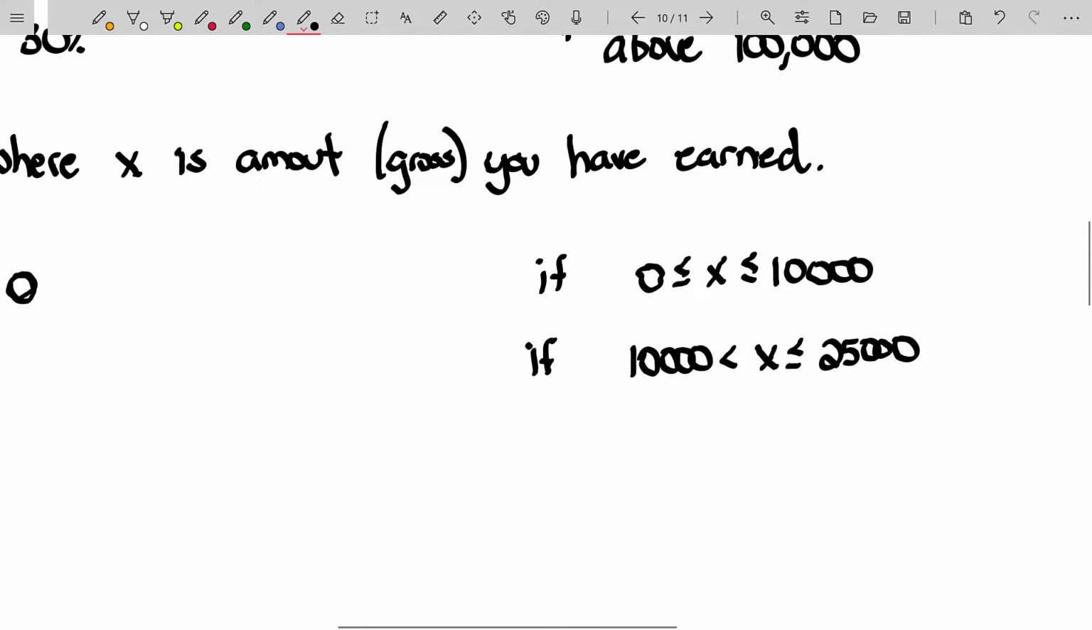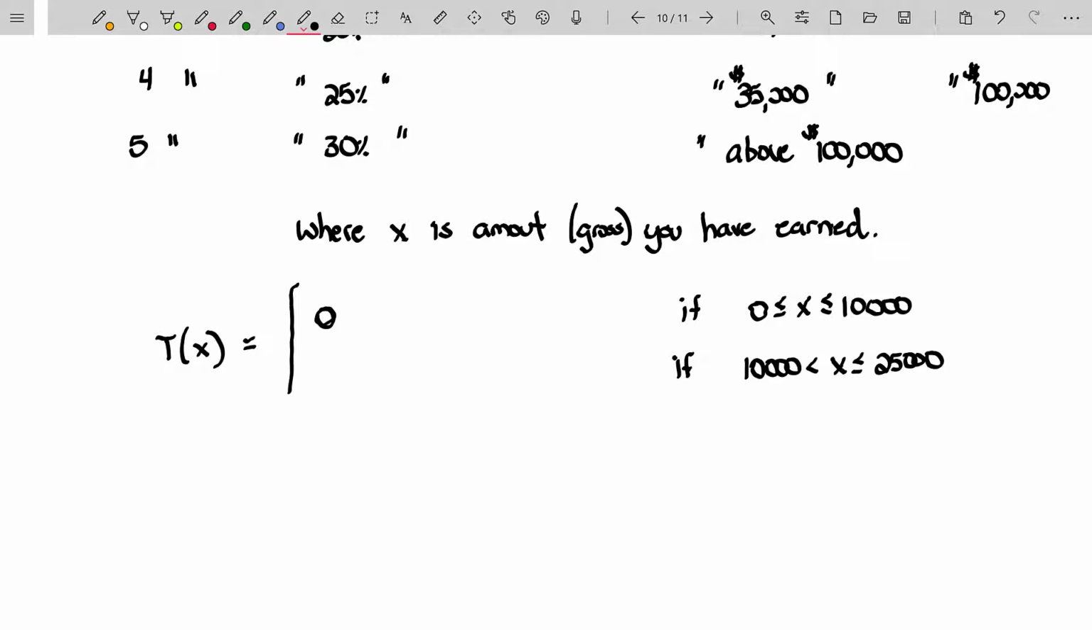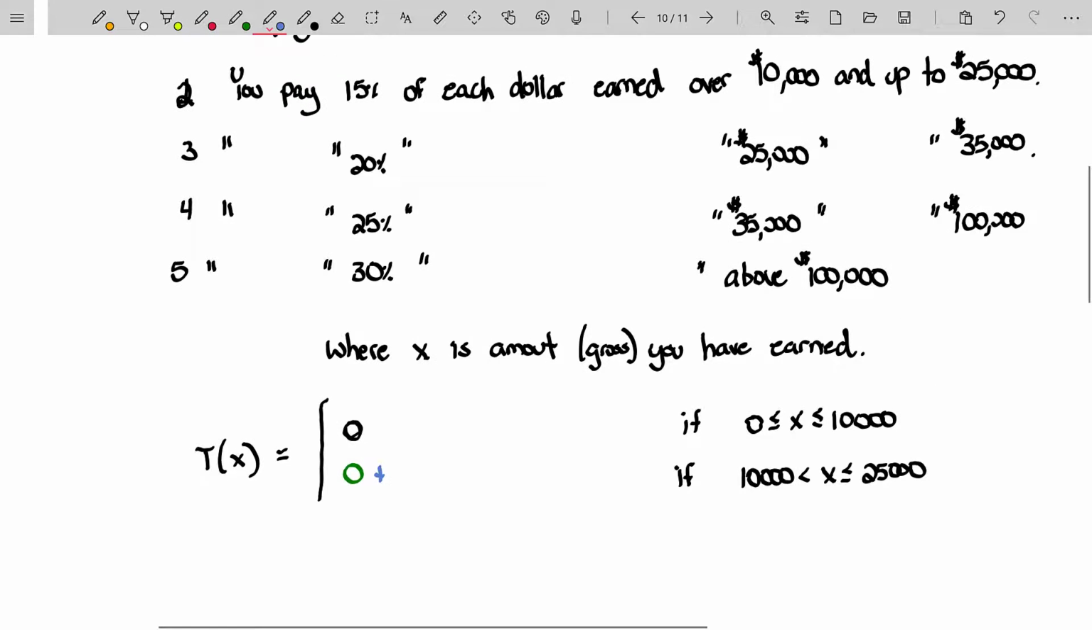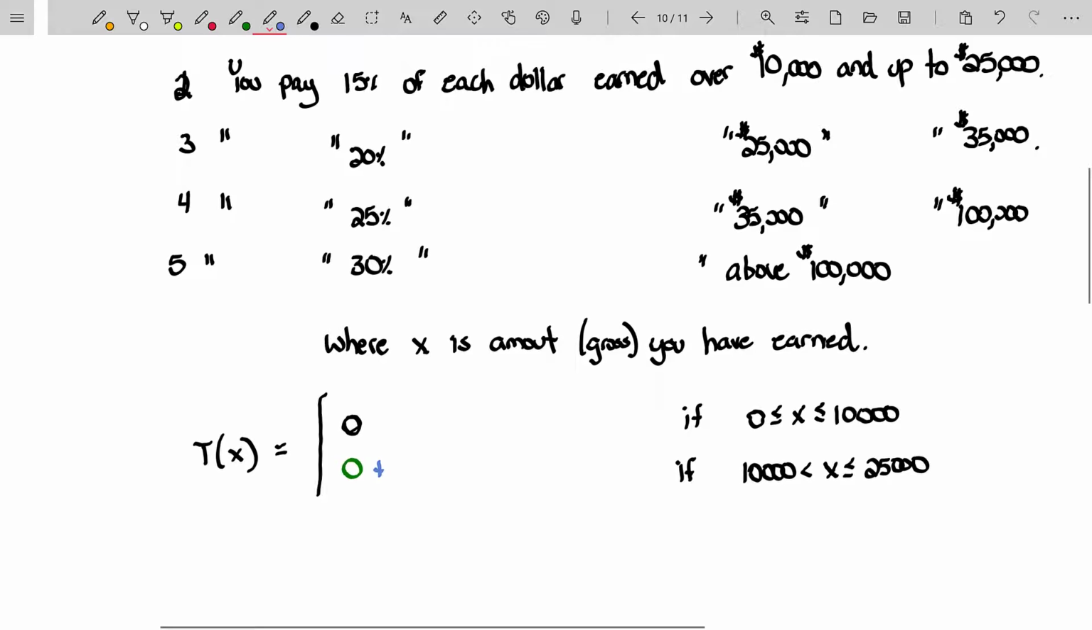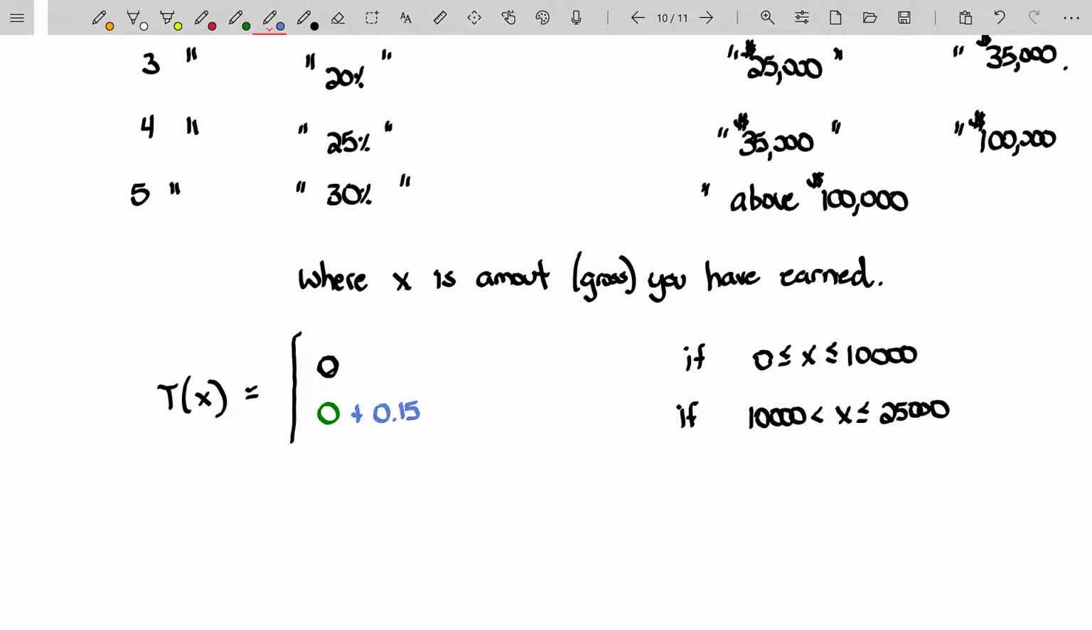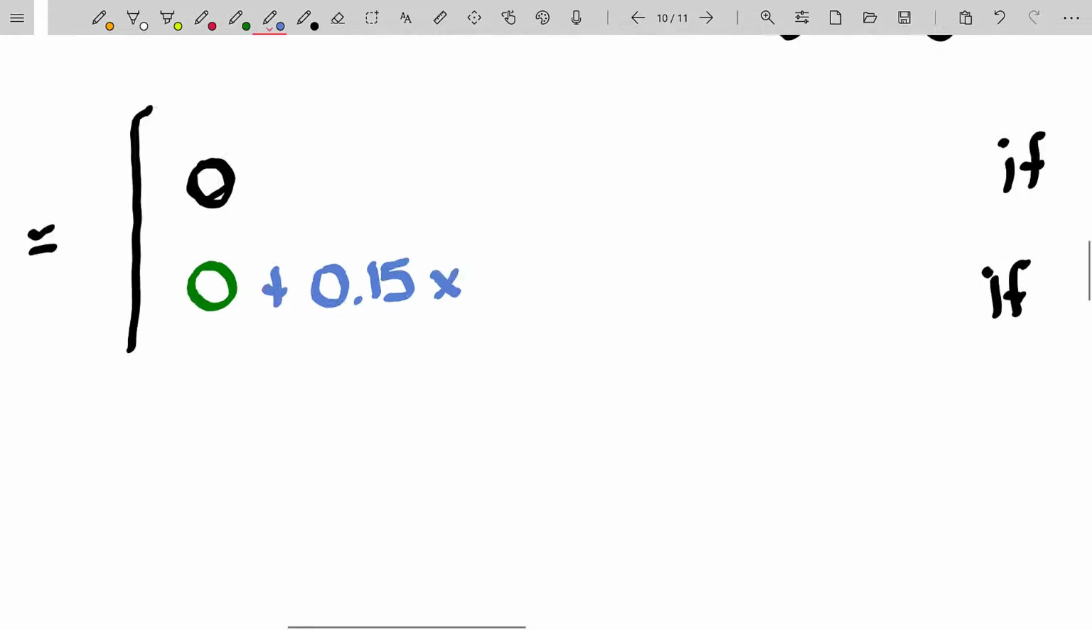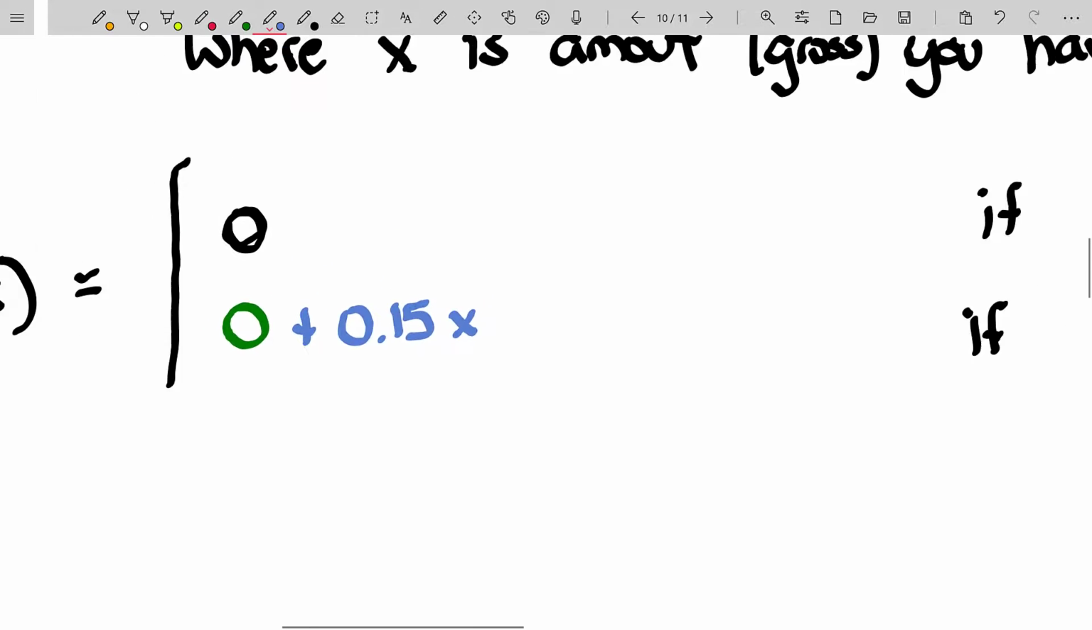And I'm going to set up the mindset that we're going to use for future lines by including how much we paid in taxes from the previous bracket. So how much did we pay in taxes from our first $10,000? Well, 0. And then I'm going to add to that, well, we are paying 15% of each dollar earned over 10,000. So that would be 15% times, and a lot of people would write X there. They think it's 15% of X, but that's not true.